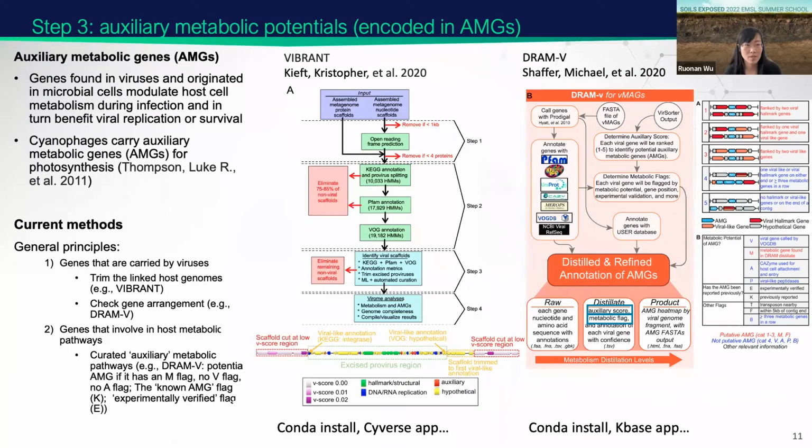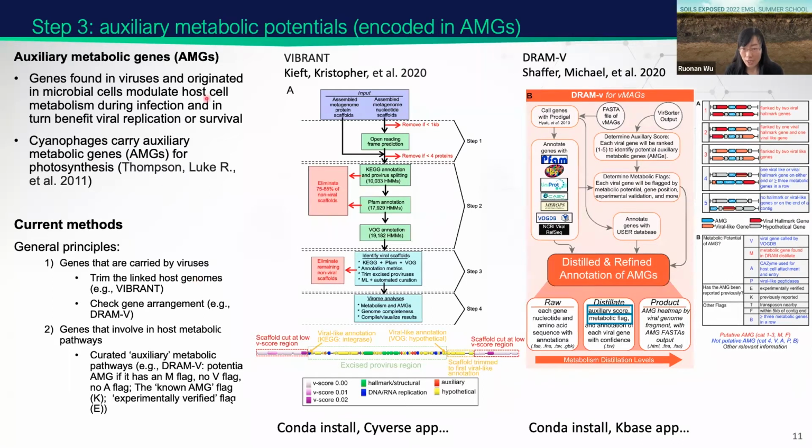Okay, then step 3, the next step, is the functional annotation of the viral genes. Recently there is an increasing interest in detecting cellular metabolic genes, or AMGs. AMGs are genes found in viruses that originated in microbial cells and are not directly needed for viral replication, but can modulate the host cell metabolism during infection and potentially in turn benefit viral replication or survival later. Examples of those AMGs are photosynthesis-related genes carried by cyanophages, the viruses infecting cyanobacteria.